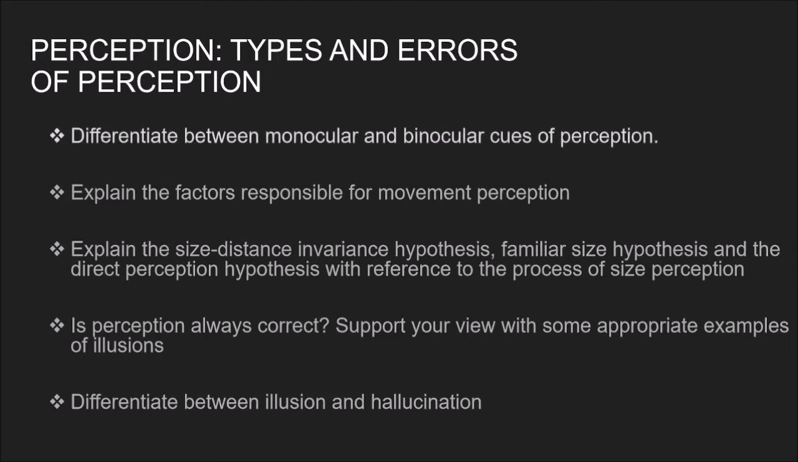Differentiate between monocular and binocular cues of perception. Explain the factors responsible for movement perception. Explain the size distance invariance hypothesis, familiar size hypothesis, and the direct perception hypothesis with reference to the process of size perception. Is perception always correct? Support your view with some appropriate examples of illusions. Differentiate between illusion and hallucination.